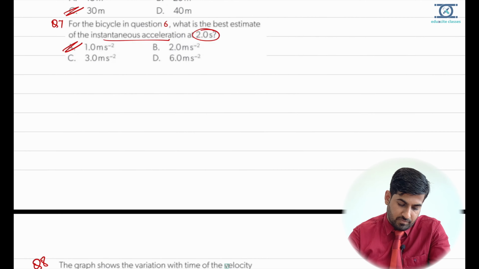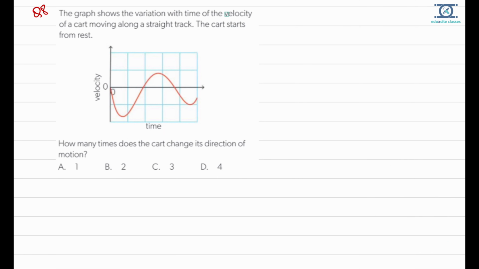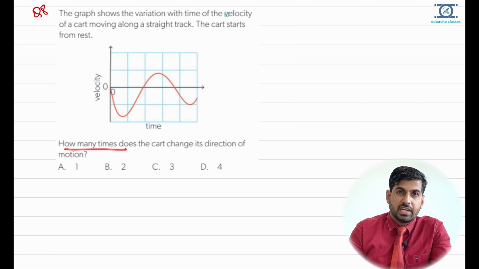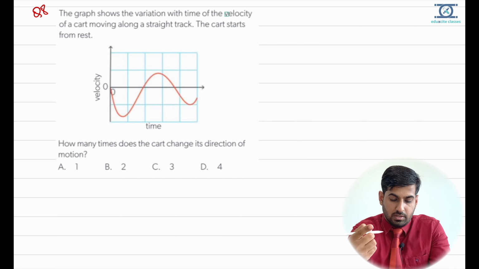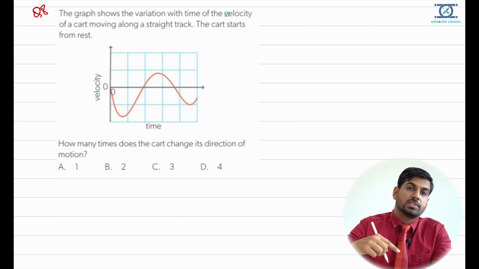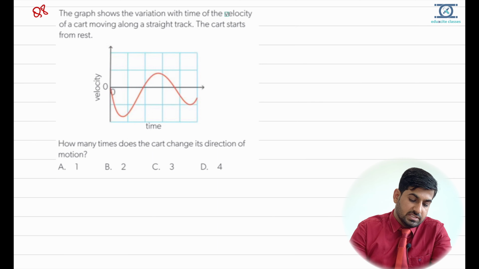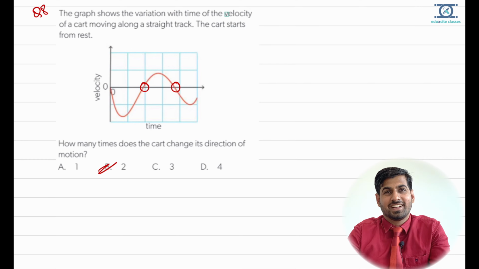Okay. Now just pause it and solve. Okay, so how many times does the car change direction? So always remember, whenever velocity is moving from positive to negative or negative to positive, the velocity becomes 0. At that point, always remember there is a change in direction. So 1, 2. So option B is the right answer.